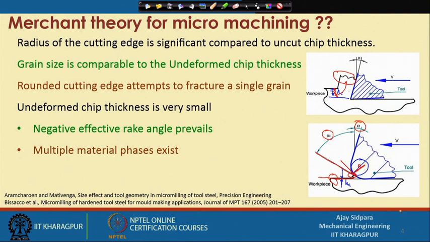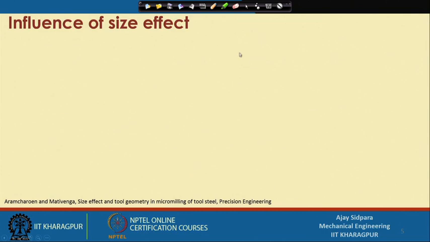So, tool forces are also variable within a single cut, and those things are completely different from the other things where we apply the Merchant theory. So, there are some limitations of using Merchant theory for micro machining operations, and that is the reason that we have to do a lot of trial and error experiments to get the required data of the force measurement and the machining conditions.